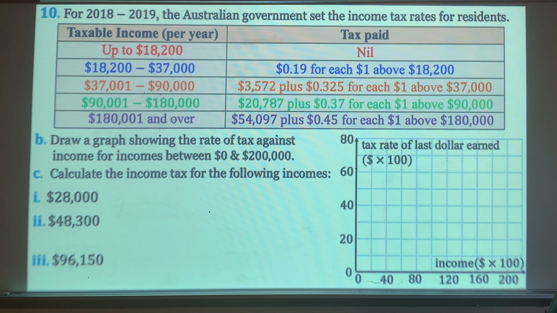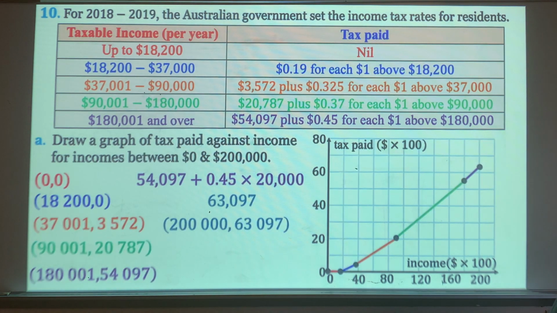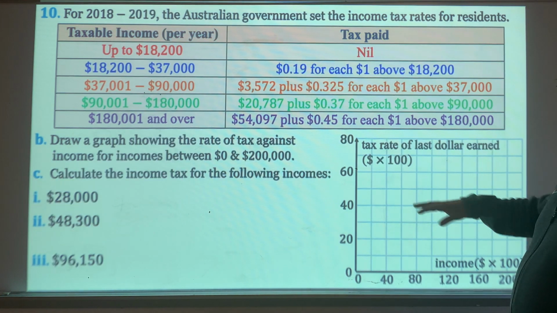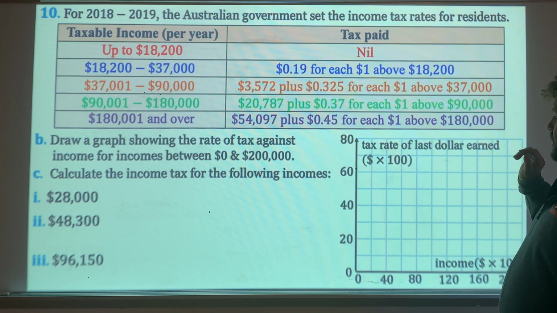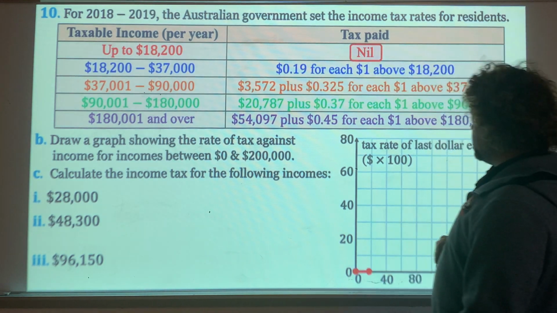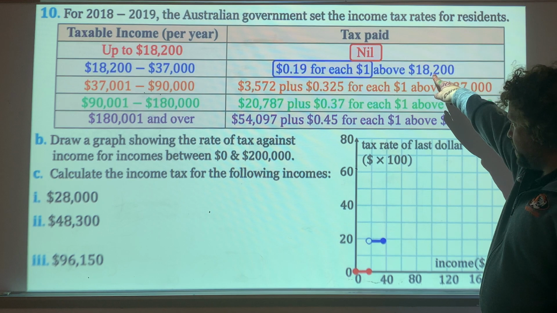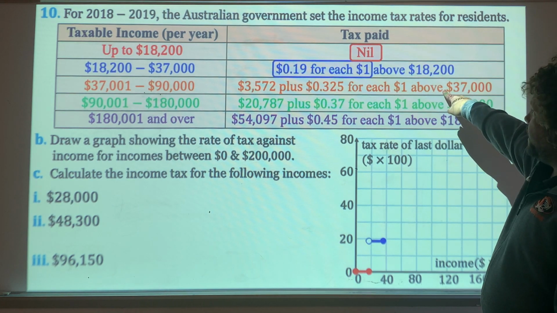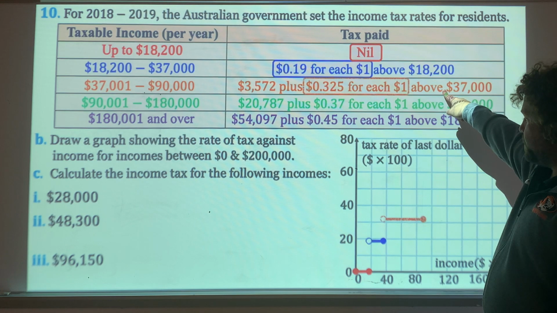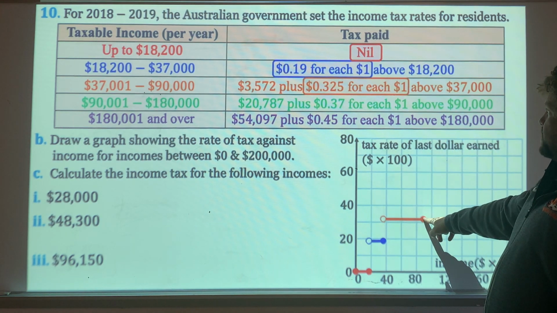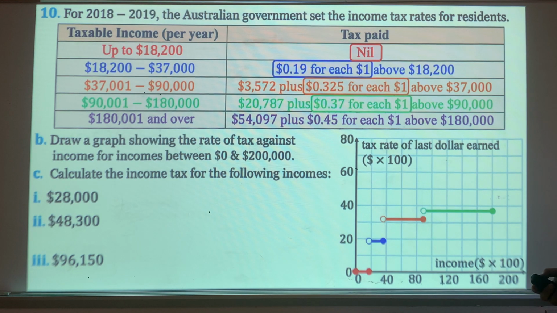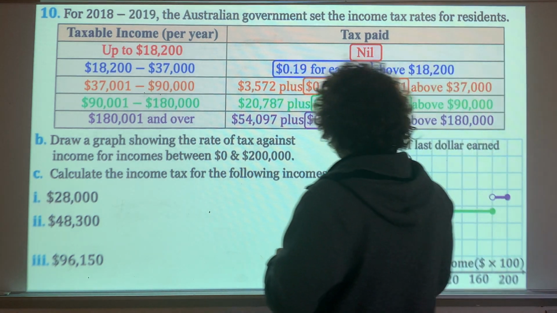B, draw a graph showing the rate against incomes between 0 and 200,000. So the first graph was taxes paid. So now you're doing the tax rate against the incomes. Okay, so from 0 to 18,200, that's your tax rate. This tax rate is 0.19, 19 cents. The next tax rate is 0.325. Between these two. This tax rate, 0.37, so you can see how they go up. Now if I actually took these two graphs and put them next to each other, you can see this is where the gradients go up. So the largest tax rate is for the middle people.